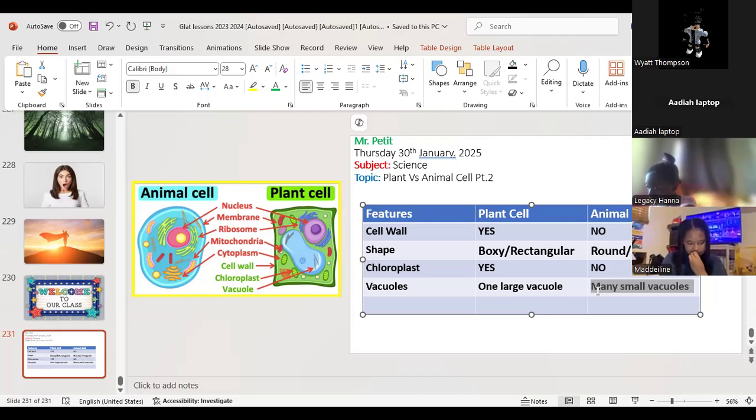And vacuoles. Describe the vacuoles of a plant cell. One large vacuole. Very good. And an animal cell, how would you describe it? Many small vacuoles. Very good.